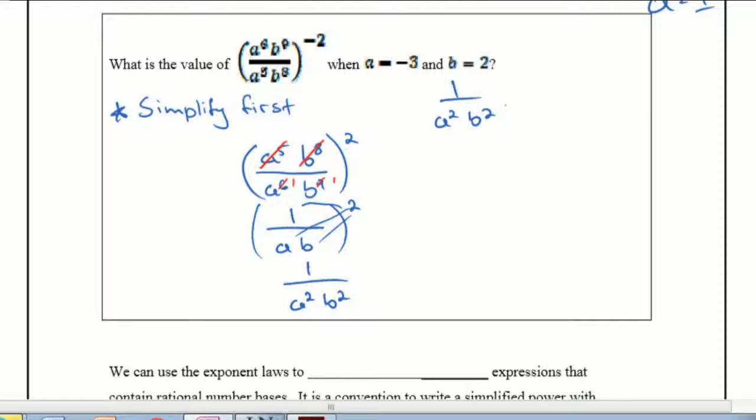Now I'm going to substitute these a's and b's in. Now I know a is negative 3, so everywhere there's an a, I'm going to put a negative 3. And everywhere there's a b, I'm going to put in a positive 2. So we're just going to rewrite this. 1 over negative 3 squared times 2 squared.